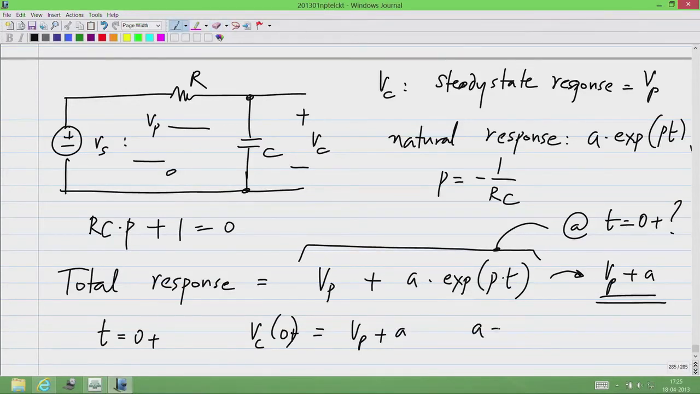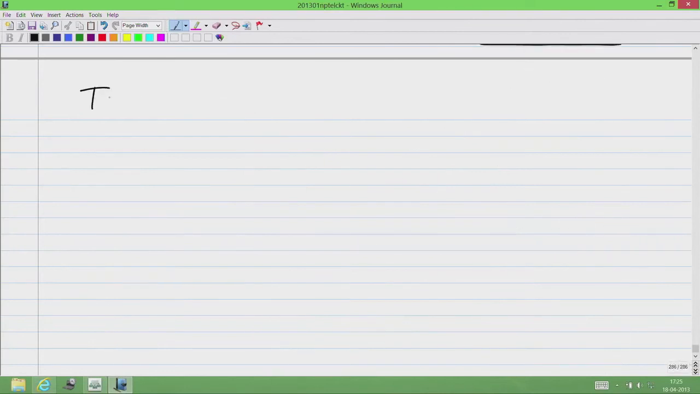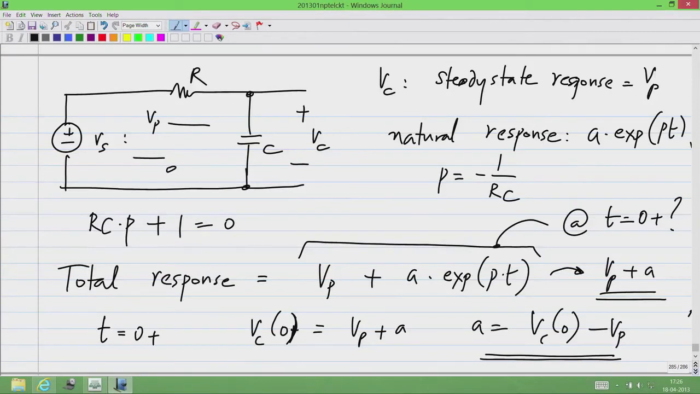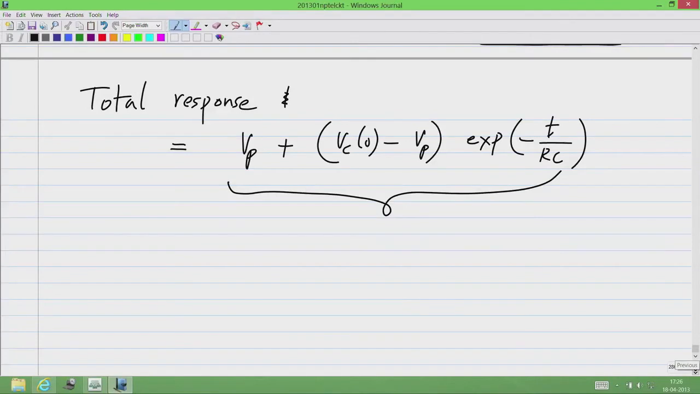So, obviously then A has to be equal to Vc of 0 minus Vp. And I can go back and substitute this into the equation. So, I will get the total response to be Vp plus Vc of 0 minus Vp times exponential p times t, which is minus t by RC. And this is exactly what we had obtained earlier using a different technique by completely solving the differential equation. But the advantage of this method is that it can be extended to second order circuits as well.